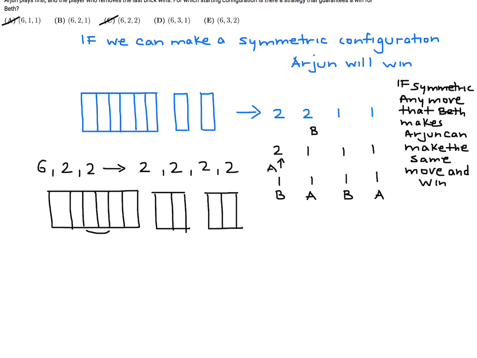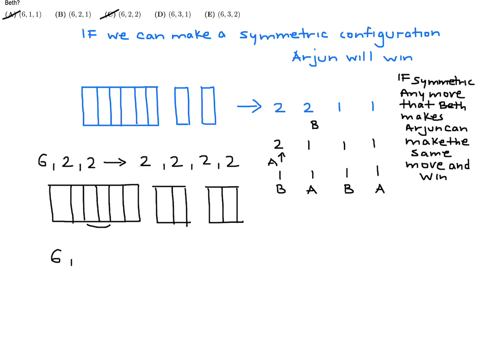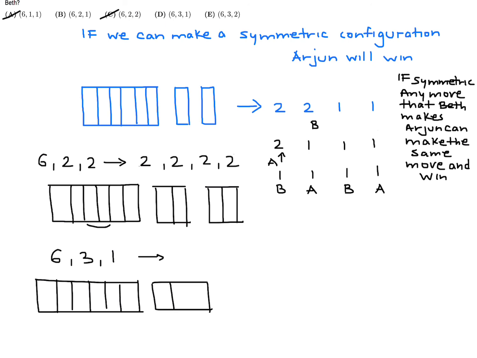And let's do the next one, 631. This is the one that I think I was trying to explain before. Okay, 631, we need a new diagram. So we got 6 here, and then we have 3 here, and then we have 1. This can be made symmetric also. How? By removing these two, you would get 3131. And as you can see, that's symmetric, right? You have 2 of the same number and 2 of the same number. Symmetric. So since that's made into symmetric, Arjun wins there.